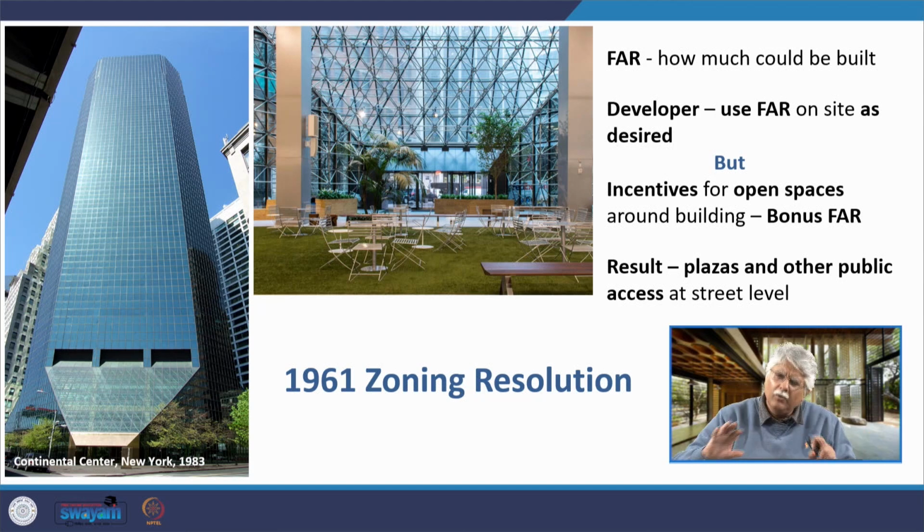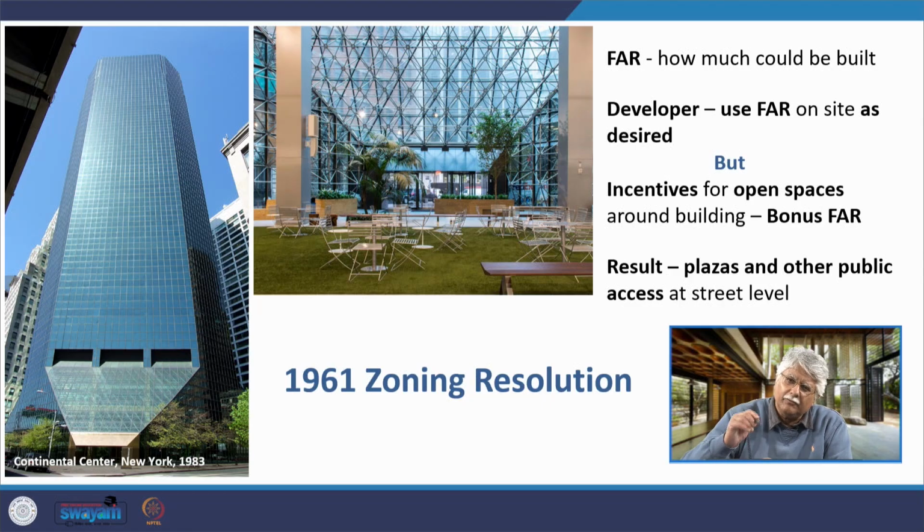There was no limitation on how he should use the FAR. He could do it like the Seagram Building. He could leave a large part of the site empty and just erect a tall building, or he could have different ways of utilizing the FAR. But the important part was incentives for open spaces.